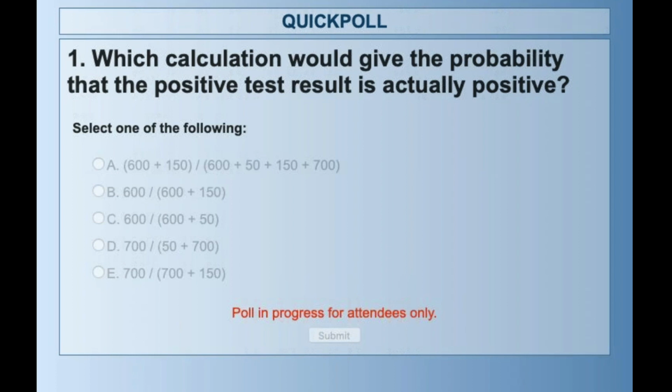D, 700 over 50 plus 700. Option C, 600 over 600 plus 50. Option B, 600 over 600 plus 150. And option A, 600 plus 150 over 600 plus 50 plus 150 plus 700.